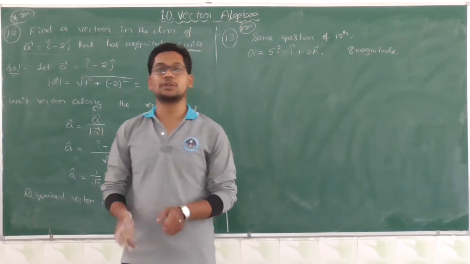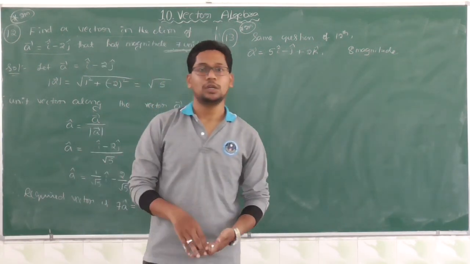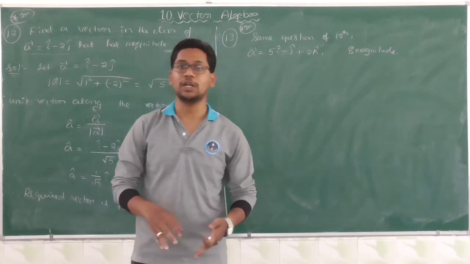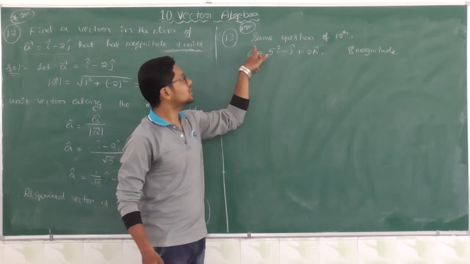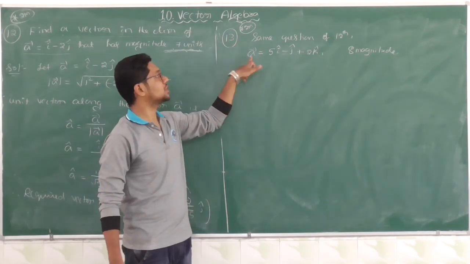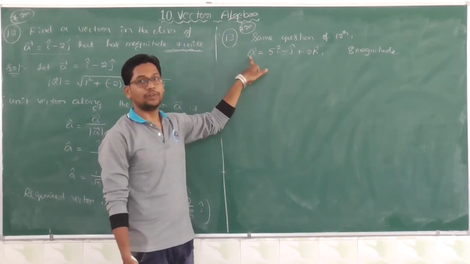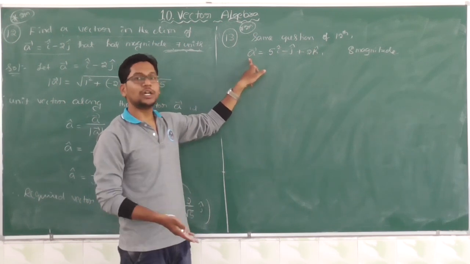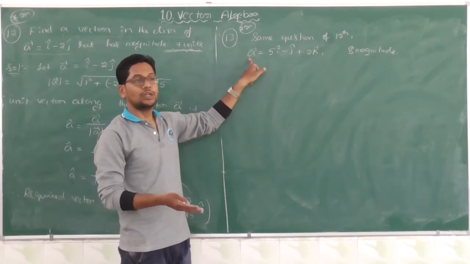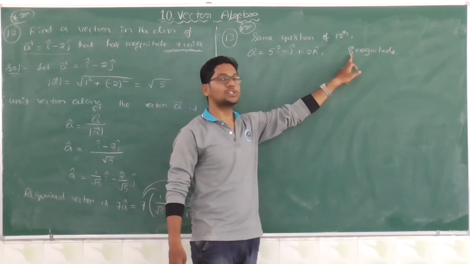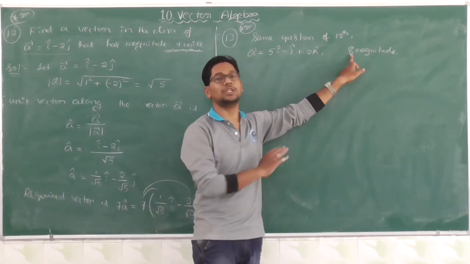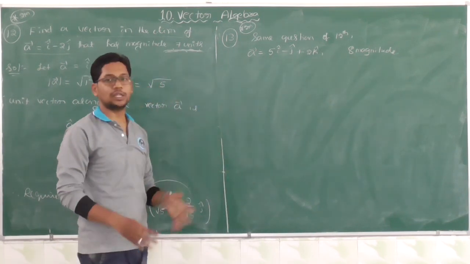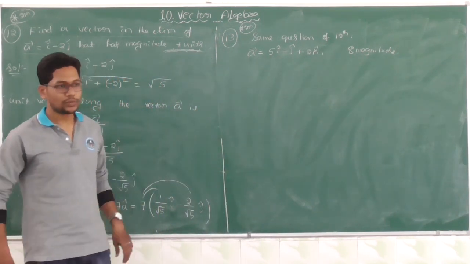Whatever problems we solve belonging to unit vector, those problems are important. Kindly do not neglect this. For this 13th question, first find out the unit vector for this A vector. After that, the final step, multiply 8 with that unit vector, 8 into a cap. That's it. Then we will get the required vector.